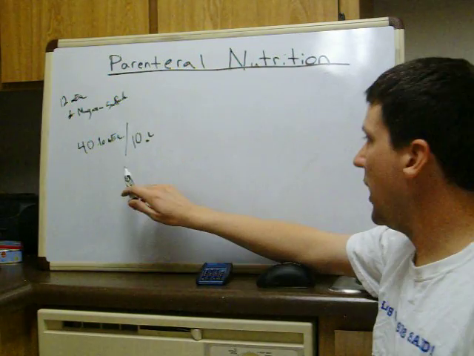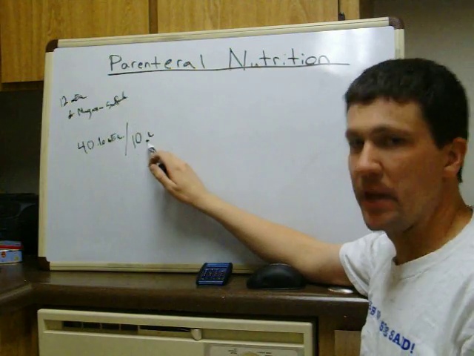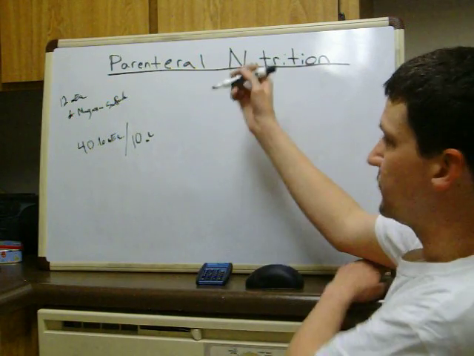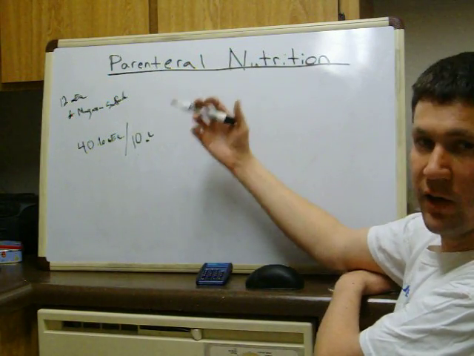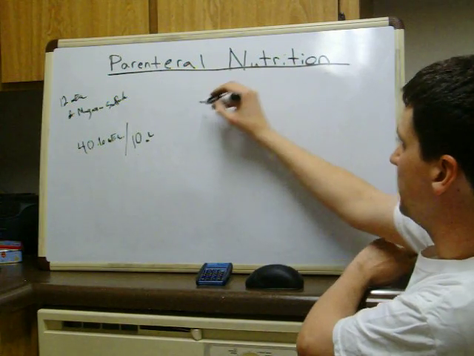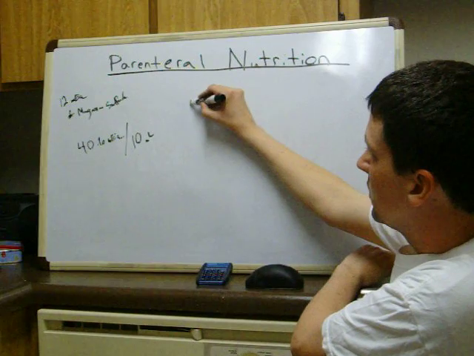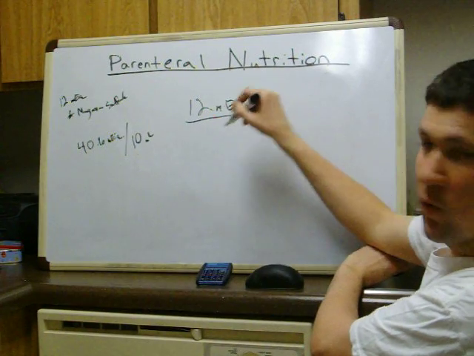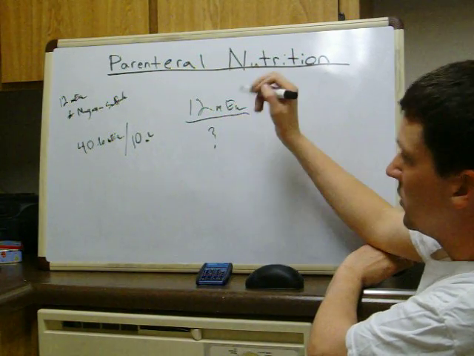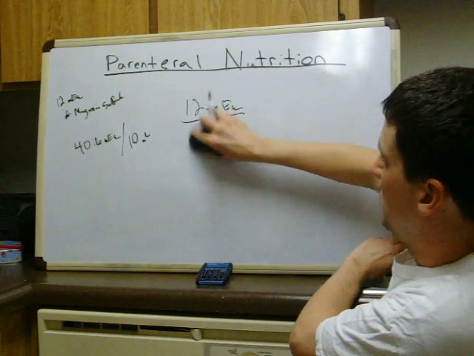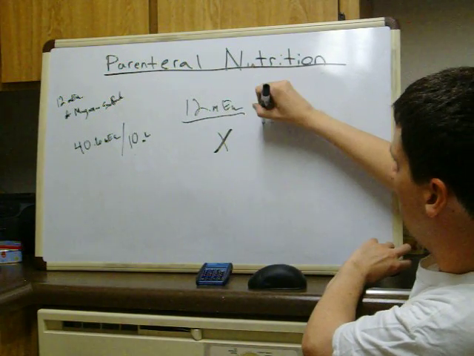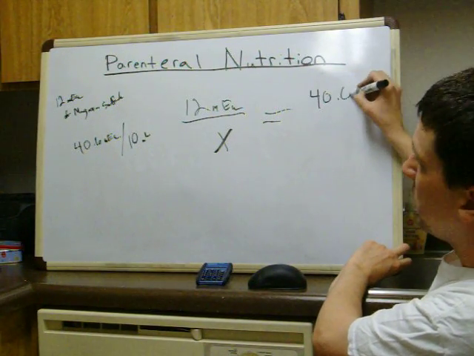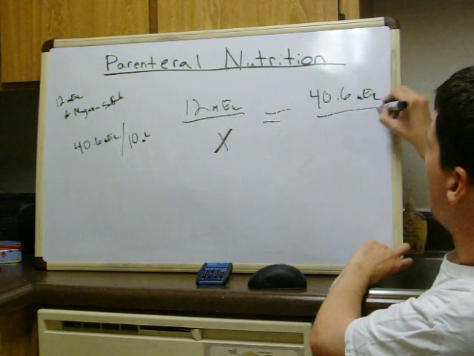Remember, keep in mind that this one is per 10 milliliters, not per milliliter. So we have to remember that when we are doing our calculations. Again, I think the easiest way to set it up is to figure out what the patient needs and what we have available. So the patient needs 12 milliequivalents, and we want to know how many milliliters we're giving them. We'll call it X. And what we have available is 40.6 milliequivalents per 10 milliliters.